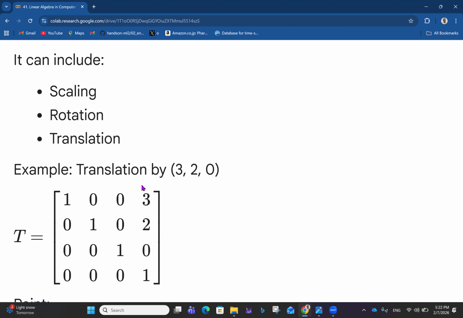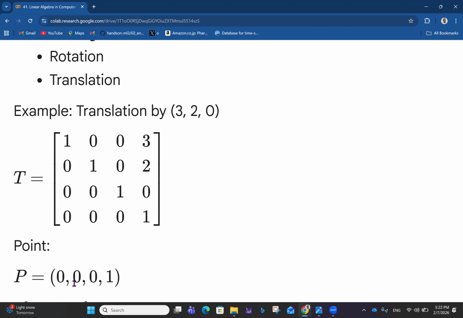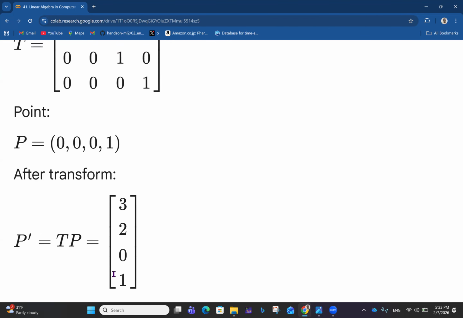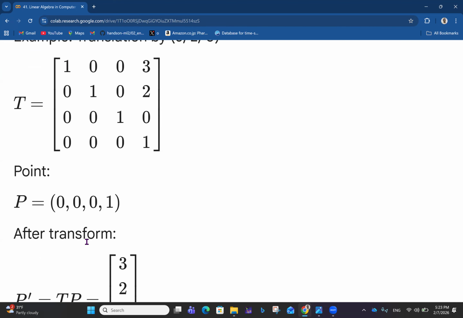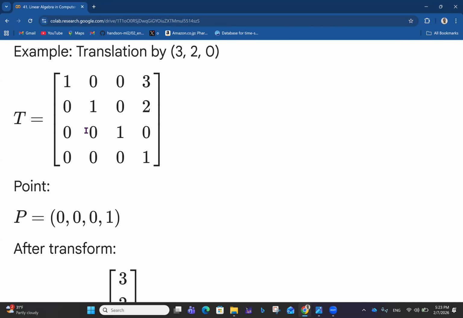An example of this: say you want a translation by (3, 2, 0). Imagine you have this T, with a bottom row of 0, 0, 0, 1. This is a 4 by 4 matrix, and you're translating by (3, 2, 0). You have point P, which is (0, 0, 0, 1). After the transform, you have P prime, which is TP. That is, you multiply T by P. If you multiply T by P, you end up getting (3, 2, 0, 1). That gets rid of everything else, and you're only left with this (3, 2, 0, 1) right here.